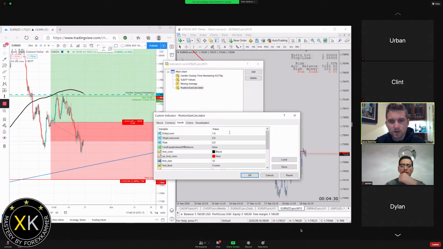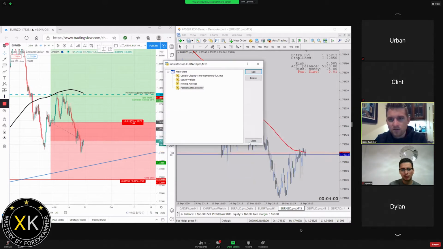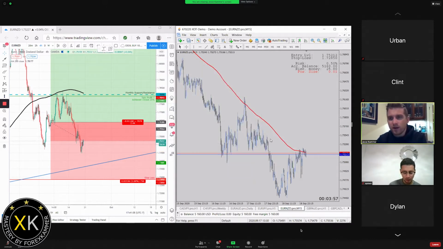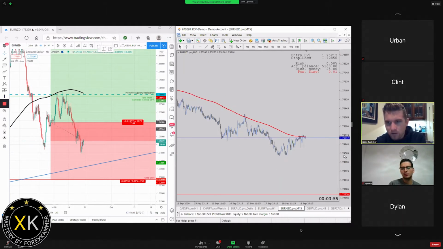Position size calculator. All right, entry level. This is going to be our current price, 1.75212. Stop loss is going to be 1.7285. Risk, only going to be risking 0.5%. Go ahead and hit OK. Hit close. All right, so it's saying $25. It's going to want me to place a 0.01. Let's go ahead and place a 0.01.